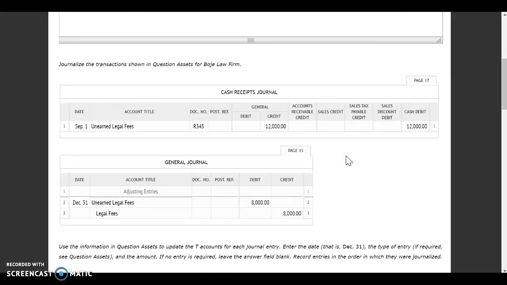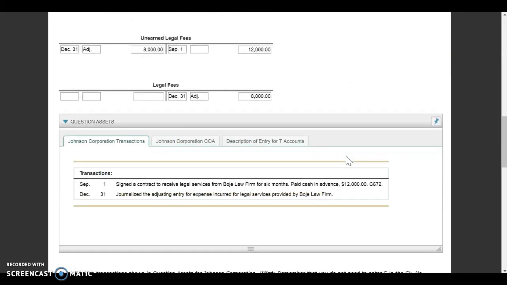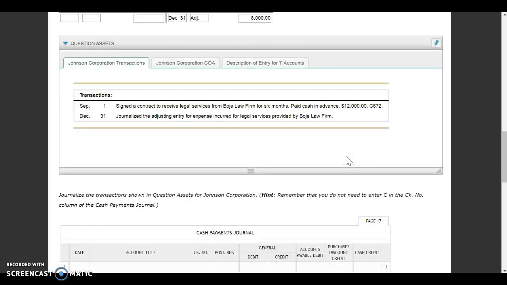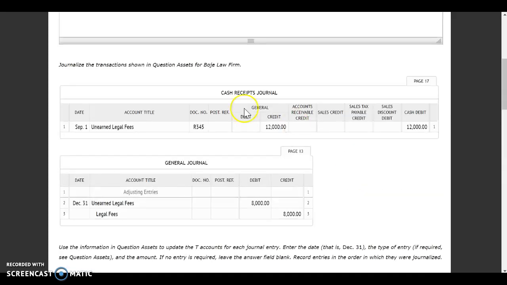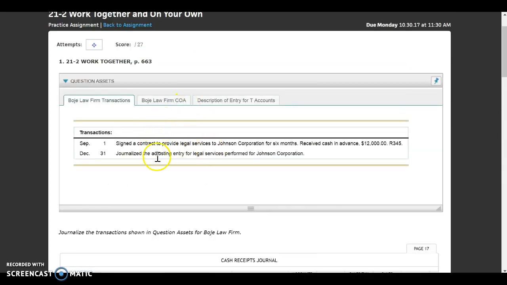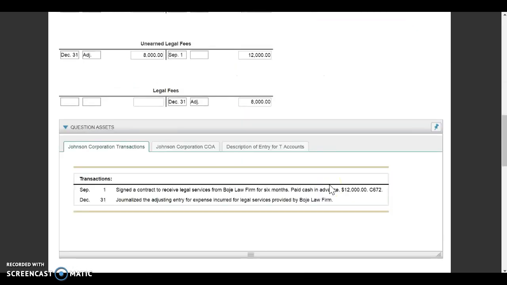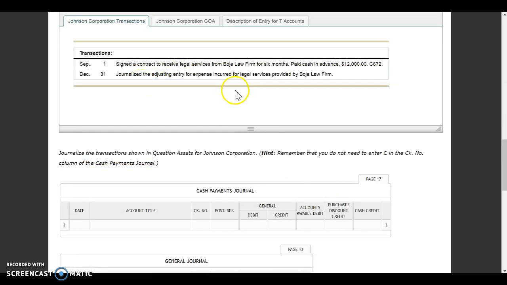So we completed the top part. Now when we scroll down, we get some more transactions. So now it says we're going to journalize the transactions shown in question assets for Johnson Corporation. It says hint, remember that you do not need to enter C in the check number column of the cash payments journal. Now, when we look up above, remember the law firm was providing services for Johnson Corporation, and now we're looking at our Johnson Corporation.